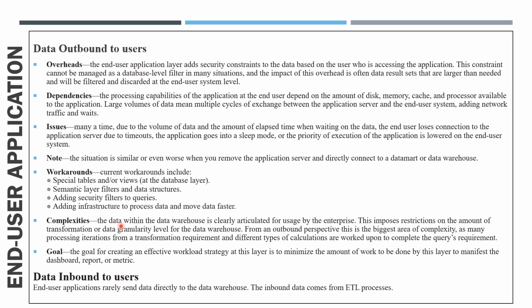From the outbound perspective, this is the biggest area of complexity. There are many processing iterations from a transformation requirement, and different types of operations are worked upon to complete the query's requirement. The goal of creating an effective workload strategy at this layer is to minimize the amount of work to be done by this layer and to manifest the dashboard, report, or metric. For inbound to the user, the end user application rarely sends data directly to the data warehouse. Usually the inbound data comes from the ETL processes.